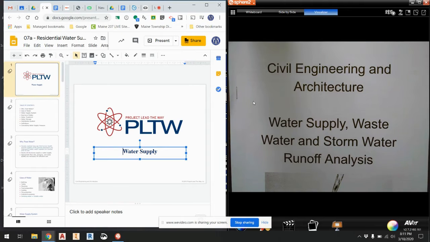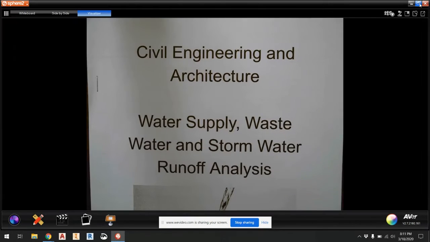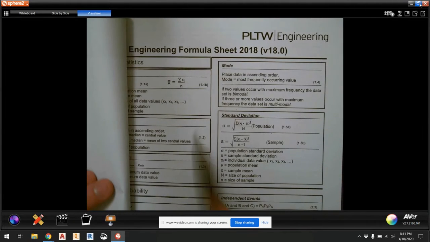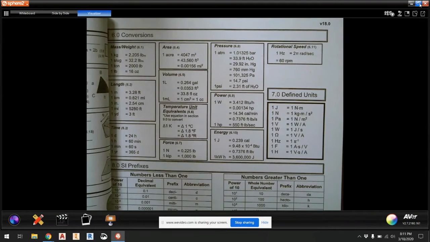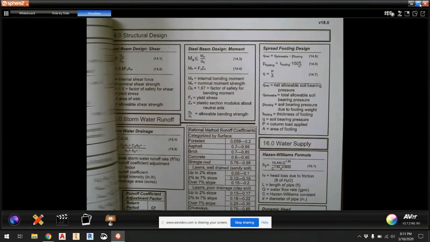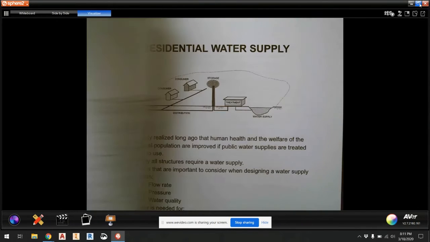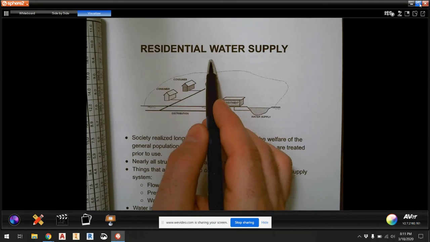So we're going to be going over water supply right now. We're going to be using this packet that you picked up. It has to do with water supply, wastewater, and stormwater runoff analysis. When you first open it up, you'll see a couple pages of general formulas, some of which we'll be using right now. And after the first couple formulas, it goes over residential water supply.